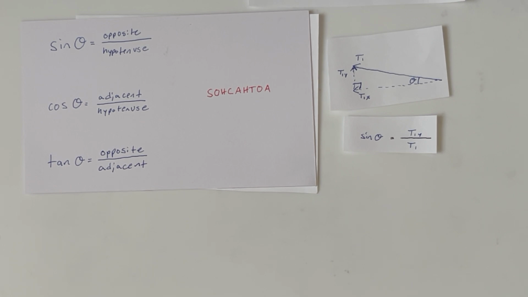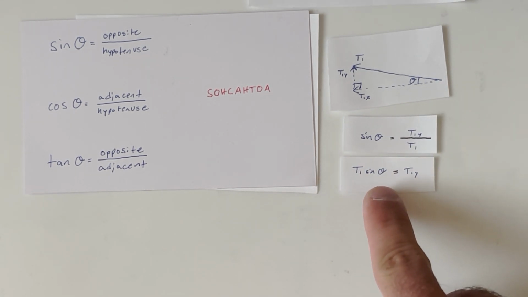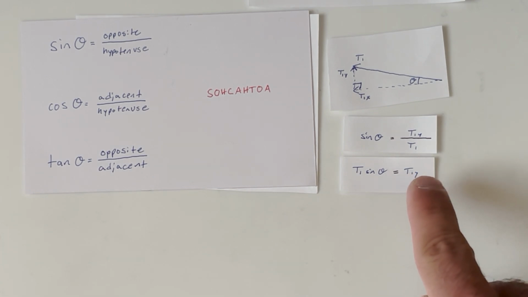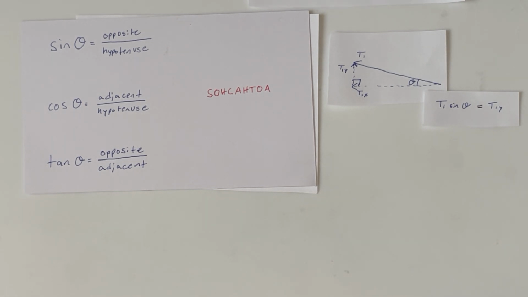So then we can simply multiply tension 1 to the other side, and we're going to get that tension 1 sine of theta is equal to tension 1y. So this is an important piece of information. We're going to keep that over here and move this out of the way.